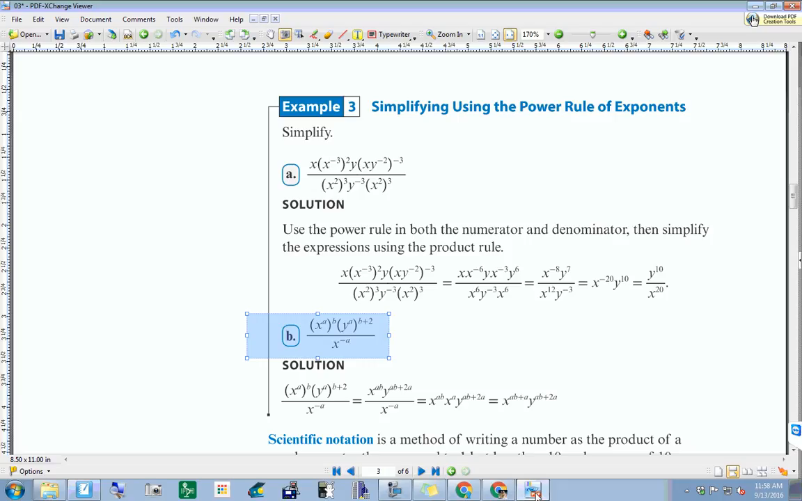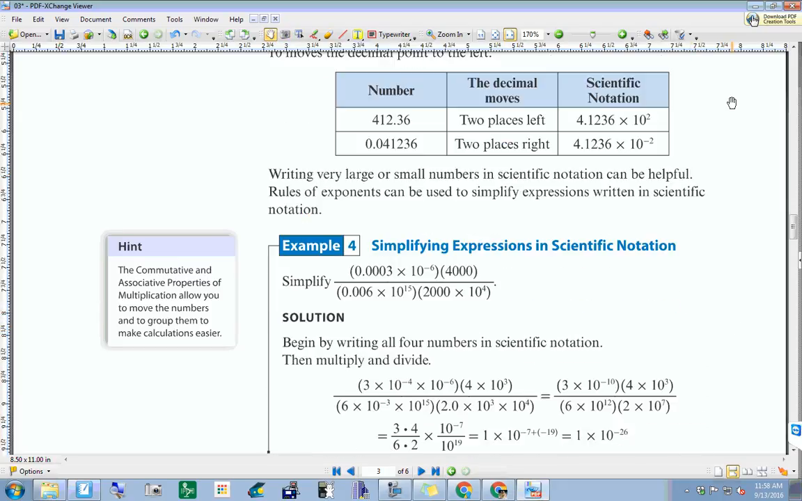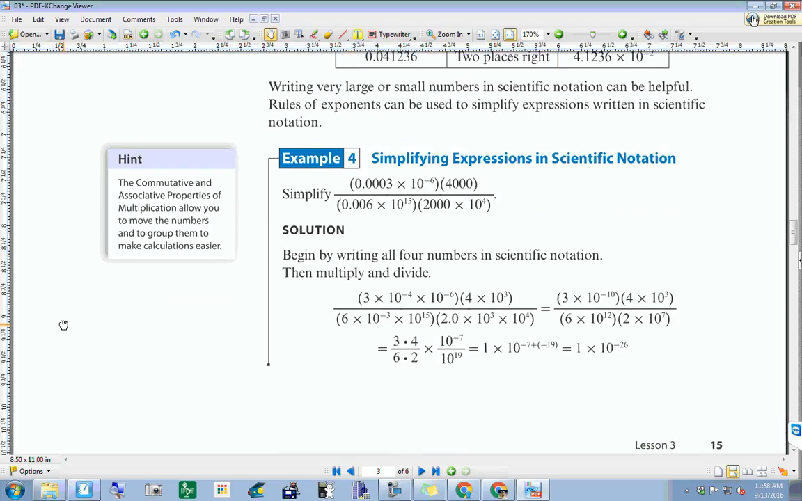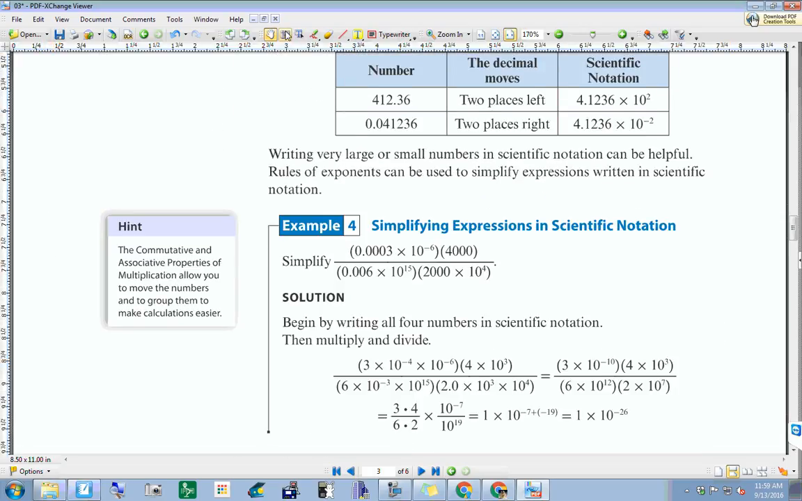So, let's see. Oh, yeah. These are eminently fun. Oh, you don't like scientific notation?